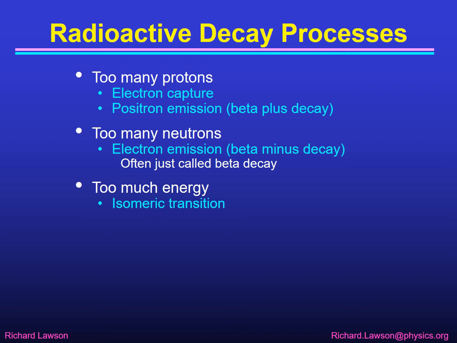It can be that we just have too much energy, in which case we have isomeric transition, or we just have things that are too heavy, in which case we can have alpha decay or fission, and I'm going to describe each of those processes in turn.